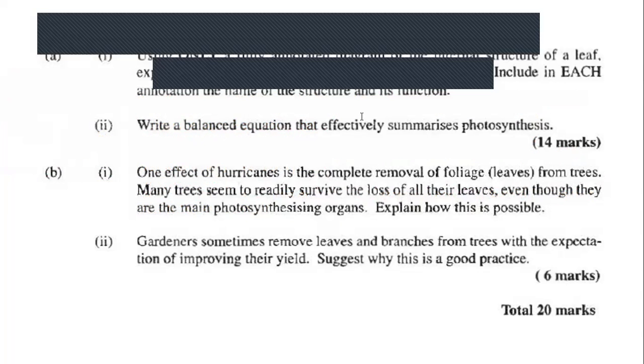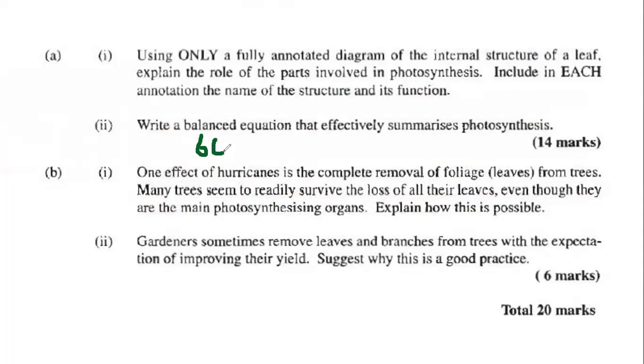Now it says write a balanced equation that effectively summarizes photosynthesis. All right, what am I writing? 6 CO2, carbon dioxide, plus 6 H2O, water, yields, sorry, sunlight and chlorophyll, and then you get C6H12O6 plus 6 moles of O2. Arrow, light, and chlorophyll.